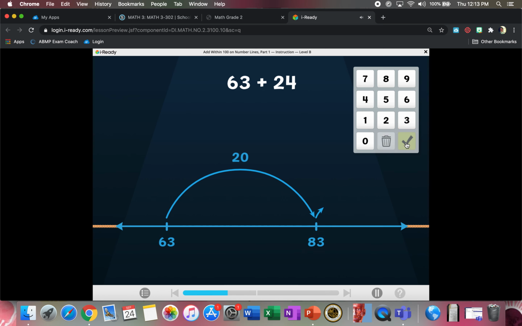Fired up. You already added the tens in 24. Show how to add the ones. Enter the number you are jumping.